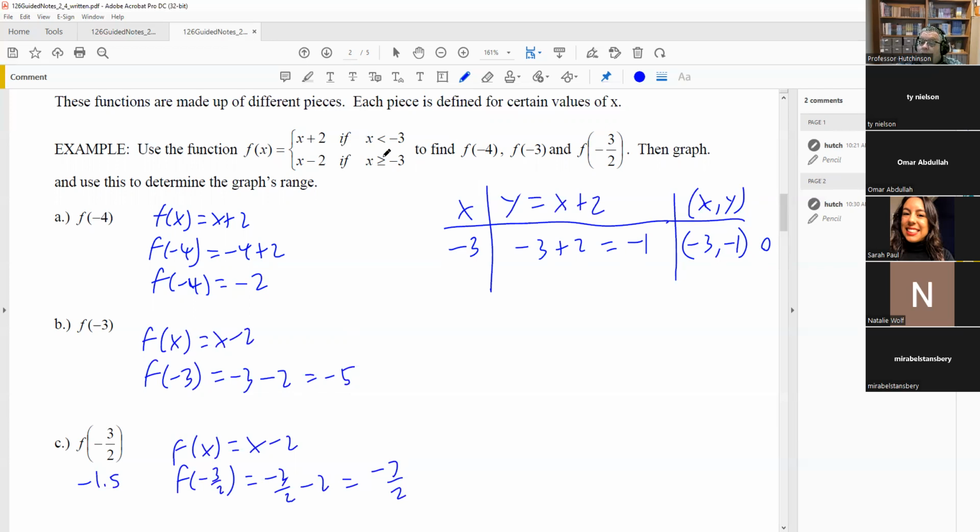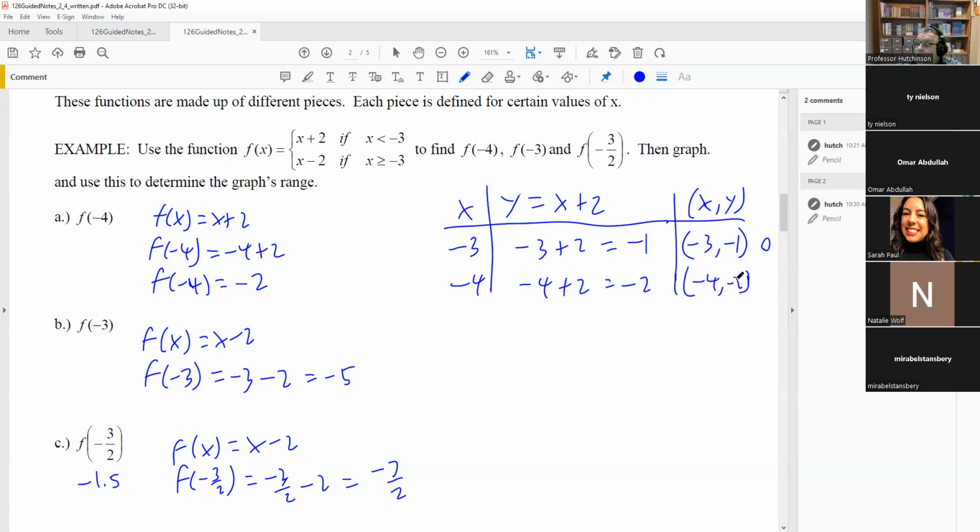And then you can pick any other number besides that. Because this is a line, you only need 2 points to determine a line. So I just need to pick another number that's less than -2. Maybe I might want to try -4, since I already did that previously. -4, we did that earlier, and we got -2, which means that the point -4, -2 is going to be plotted.